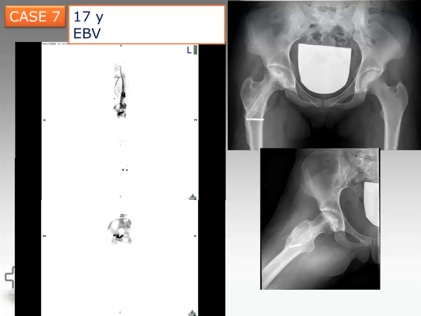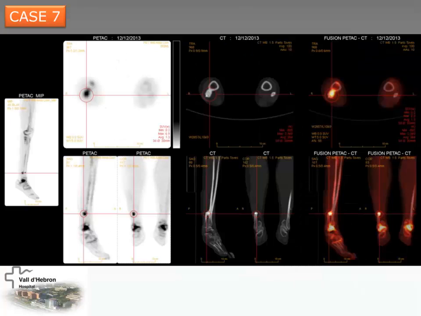And in this case, a 17-year-old boy with a previous Epstein-Barr virus. I think that I showed you this image this morning, but now we can see some of the images in more detail. What do you think it is? It's an increased uptake on the distal part of the fibula. Is this normal? Why do you have this uptake? Yes, it's the distal part of the fibula, and they have to fix this distal part of the fibula to the tibia, and for this reason there is an increased uptake.